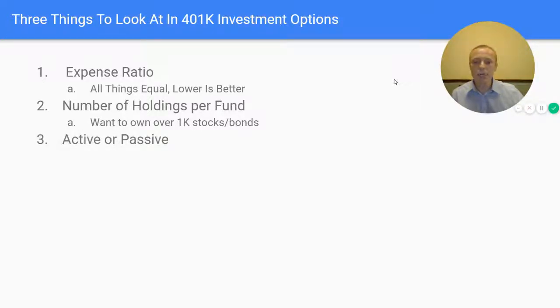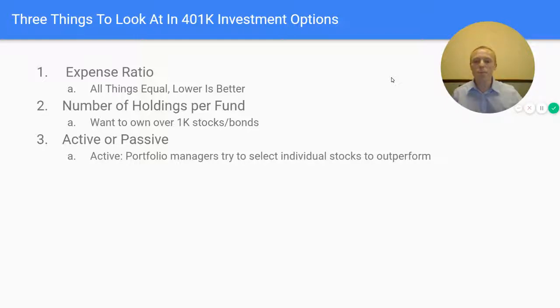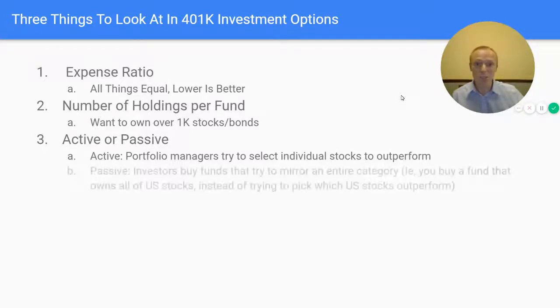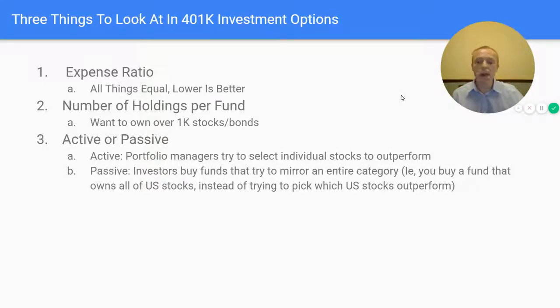And then the last thing you'd want to look at is whether your fund is active or passive. This gets a little detailed, so I'll try and make it simple, but basically active is a fund where you have portfolio managers, guys and gals who are picking individual stocks that they think are going to outperform. So it's a really active investment strategy. Or you can have a passive investment strategy where you basically buy a fund that mirrors an entire category. So let's say I buy, for instance, a fund that mirrors what the U.S. stock market does. And so I'm not actively trying to outperform the U.S. stock market. I'm just trying to get the same returns that the U.S. stock market gets.